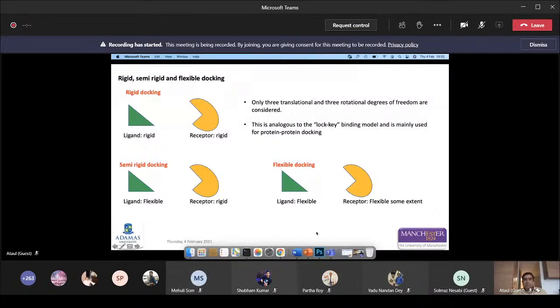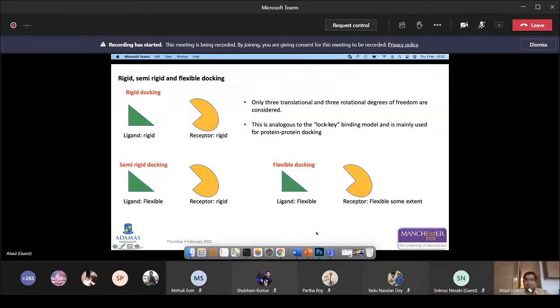So in this situation, because in a real system, both the ligand and the receptors are flexible. They are changing the conformation. So it is our drawback that till now there is no software package or any tools which can generate the conformation analysis of the whole protein receptor.